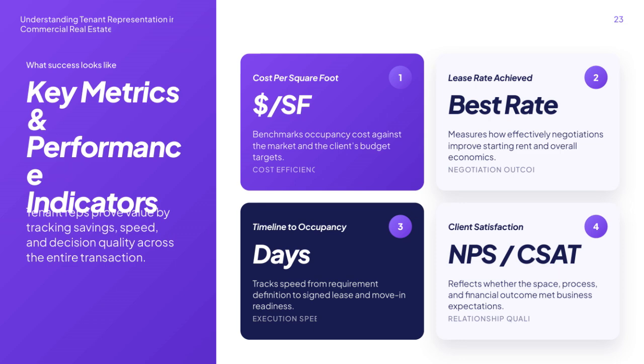Another important metric is the timeline to occupancy, which tracks the speed from defining requirements to signing the lease and being ready to move in. This execution speed shows how efficiently we can bring a deal to completion. Finally, client satisfaction is all about relationship quality. Using measures like NPS or CSAT, we evaluate whether the space, the process, and the financial results met or exceeded the client's business expectations. Together, these indicators give a comprehensive view of success in tenant representation.